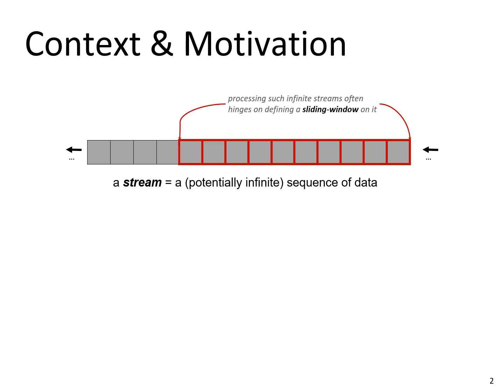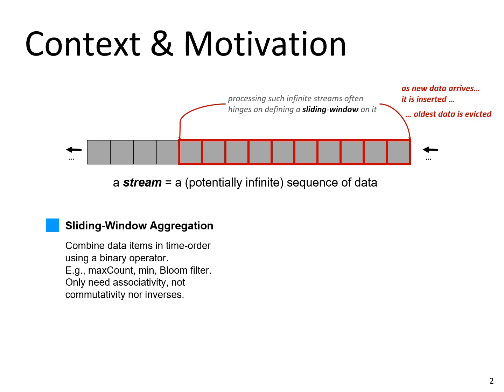In this talk, we consider a stream a potentially infinite sequence of data. And to process such an infinite stream, most streaming systems will define a sliding window, which basically comprises the most recent data items up to a certain count or a certain time limit. And as new data arrives, it is inserted on one end of the window, the newest end, and the oldest data is evicted from the other end of the window.